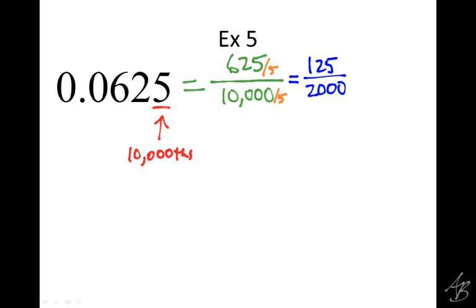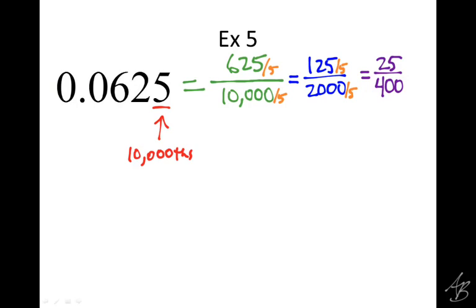Okay, can we reduce that? Yep. Again, they end in 5 and 0, so we're going to reduce by 5 again. And 125 divided by 5 is 25. 2,000 divided by 5? 400. Okay. Are we done?